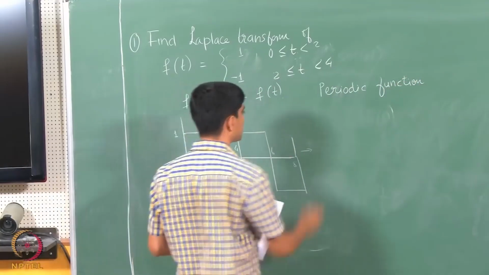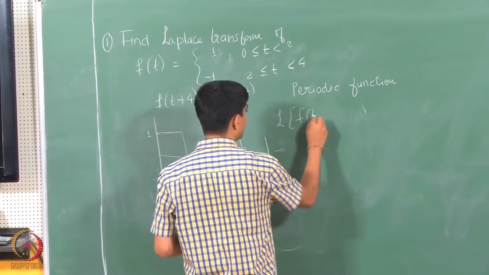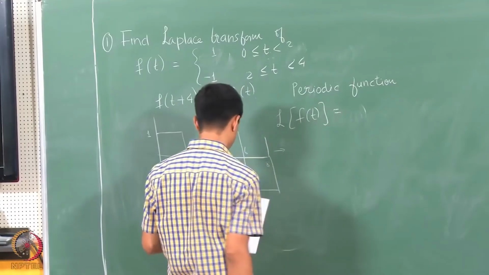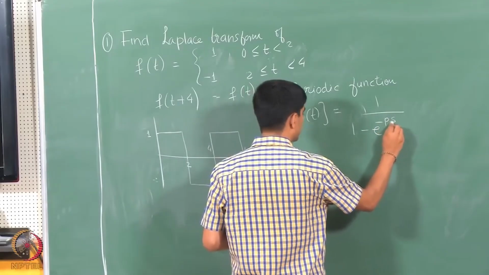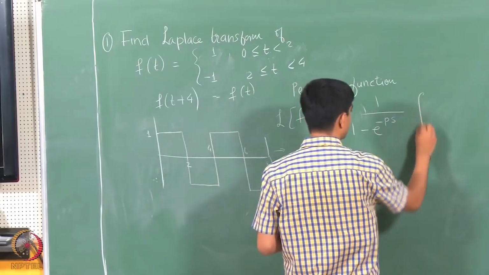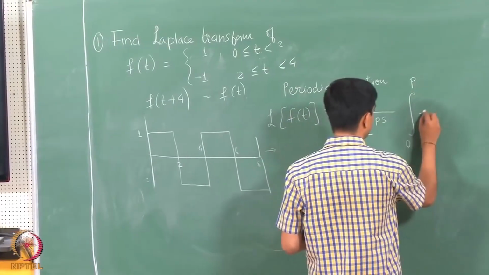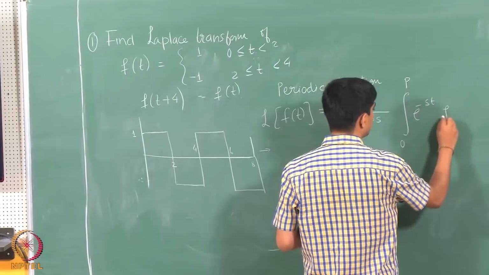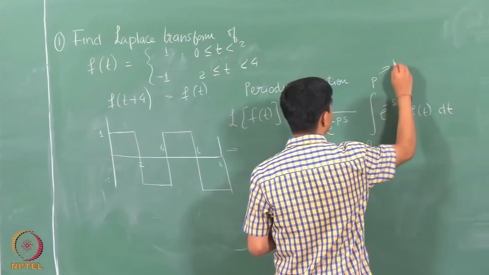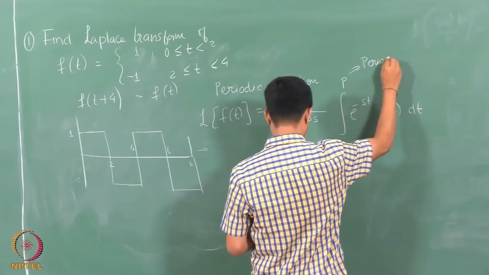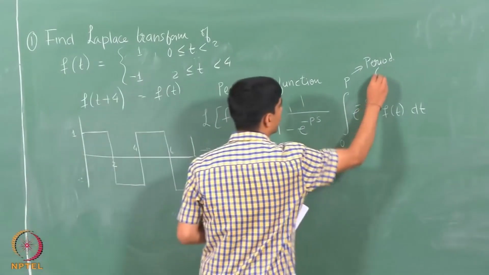Okay. So, what is the Laplace transform for a periodic function? L of a given function f of t is 1 over 1 minus e power minus ps, integral 0, just integrate till the time period p, e power minus st f of t dt, right. So, this guy p is the time period. Okay, which in our case is 4.